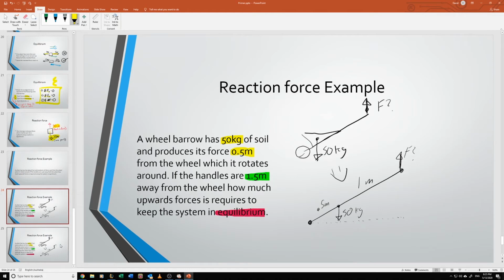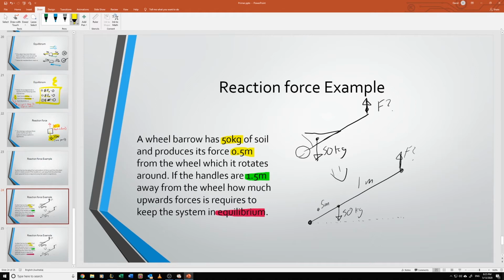So the first thing we did here is we broke down the question. A wheelbarrow has 50 kilograms of soil and it produces a force of 0.5. This over here is like our first force, and I've already denoted it by the color. And it rotates around. If the handles are 1.5 meters, so I put this in green because it's our second force. We know its distance, we don't know its force value.